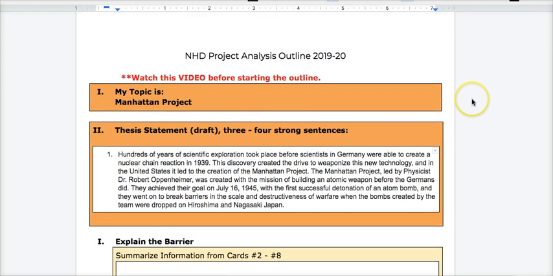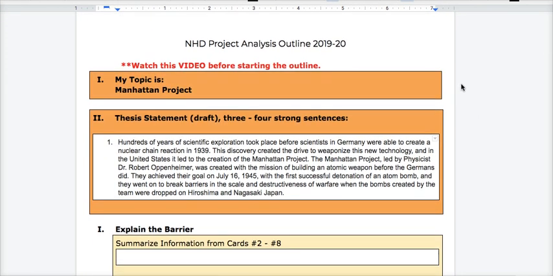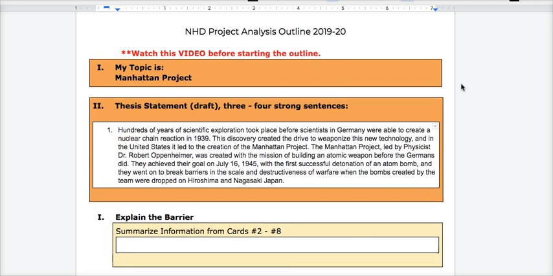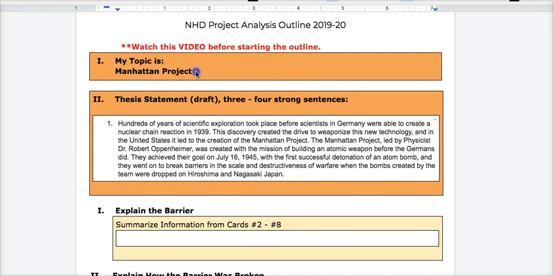So each of you will have a copy of this project analysis outline, and I'm going to just show you how you should go about filling it out. So first you type in your topic. Our topic is the Manhattan Project, so I typed it right there.